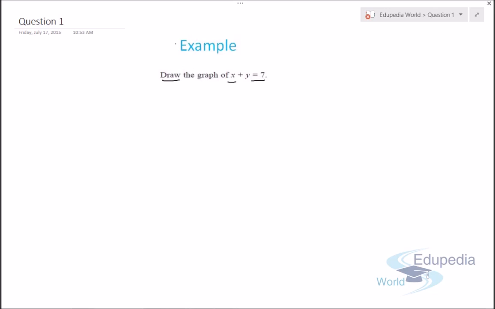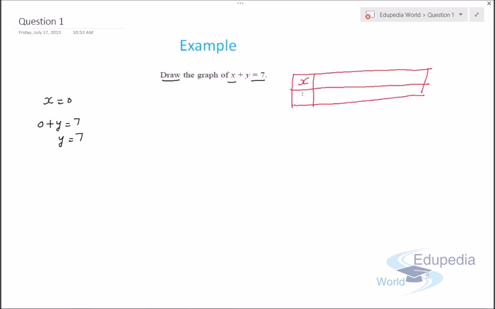First we'll use the hit and trial method to solve for the values of x and y, or we'll assume the value of one variable to find the value of the other variable. Suppose we take x as 0. What we get is 0 plus y equals 7. So y will come out to be 7.